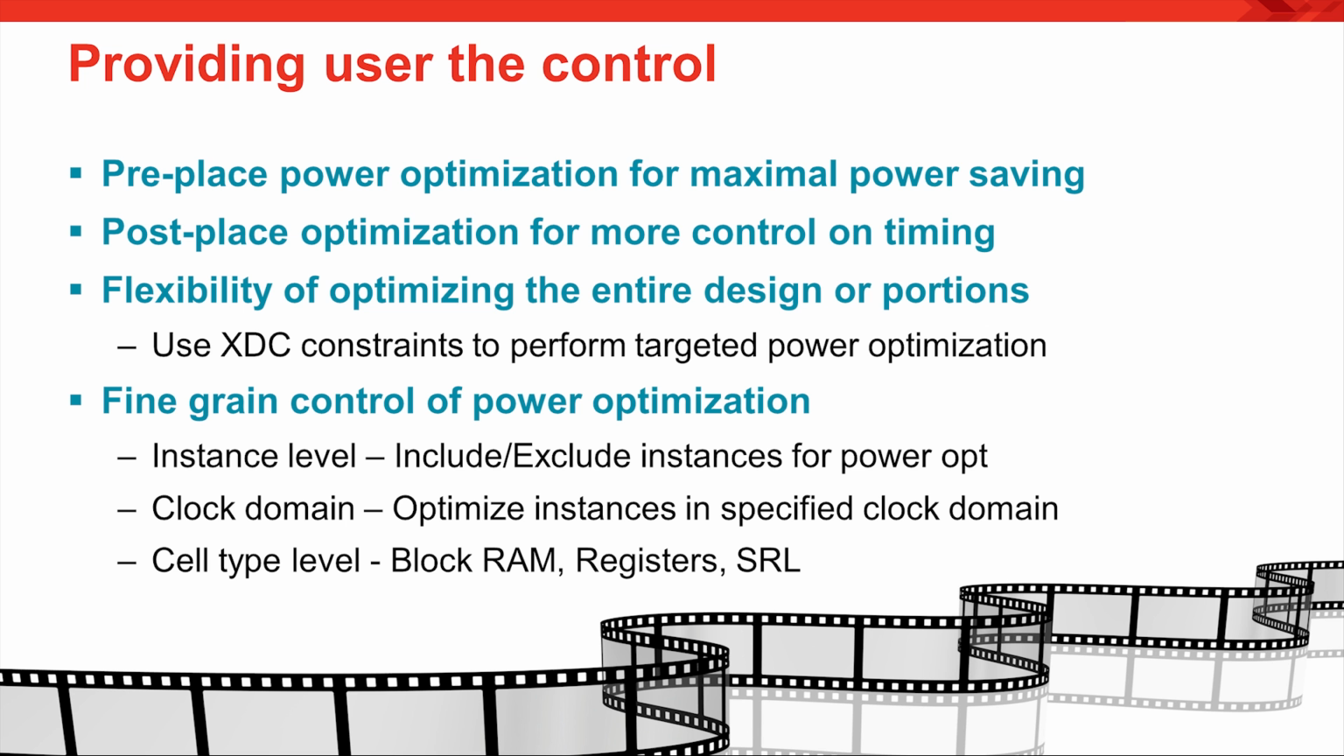Further, Vivado provides users the options to optimize the entire design or just portions of it. This control is especially useful when there is a need to protect a portion of the design from changes or to preserve timing on a critical module in the design. Users can set up their XDC constraint file to identify these modules for performing the targeted power optimization. Some of the controls offered to the users are the ability to include or exclude instances in the design, identify clock domains where power optimization should focus on, or even control the type of cells like block RAMs or registers that need to be optimized.